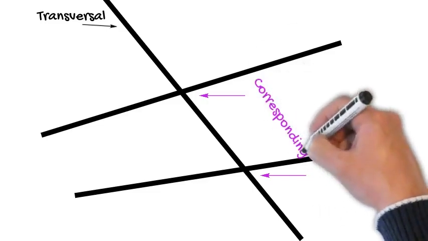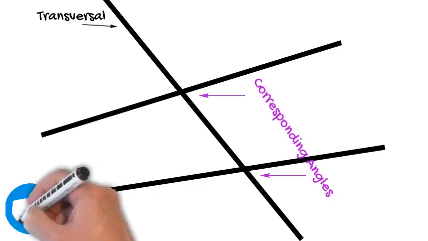Now, as you've undoubtedly noticed, there's two intersections that are formed. Let's look at the top intersection. And in that intersection, we're looking at the bottom right angle. Now, if you look at the second intersection and you look at the bottom right angle of that intersection, those two angles are what we call corresponding angles because they are both in the bottom right when we have the transversal cutting across those two lines.